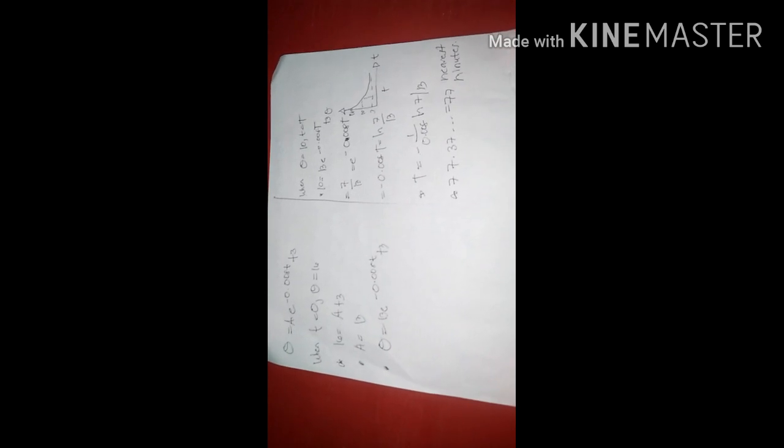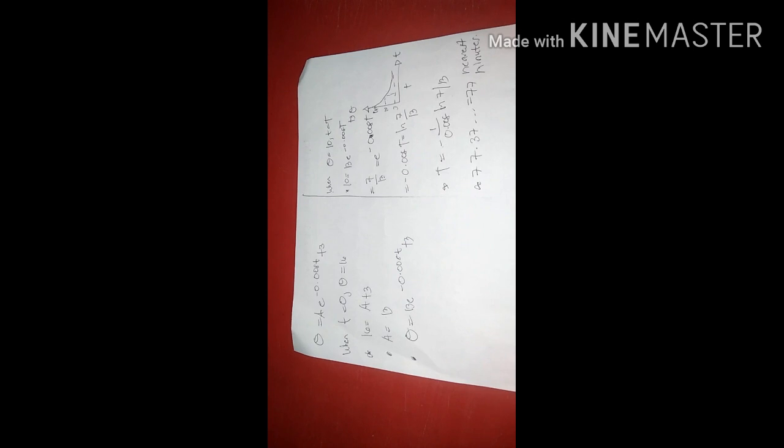So there is my answer, 77 to the nearest minute. The first is theta equals the constant A multiplied by e to the power of minus 0.008 t, and then plus 3. What we are given is that initially, when t equals 0, the temperature of the bottle was 16 degrees Celsius, so theta equals 16.